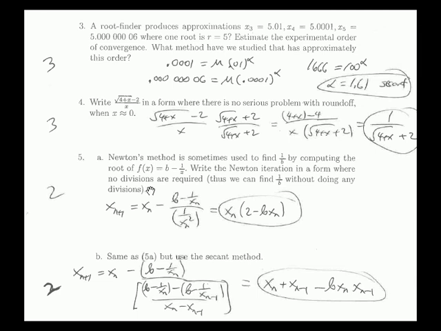Here's Newton's method and secant method to find the root of b minus 1 over x equals 0 without any divisions. We've done both of those already, so we'll skip that.